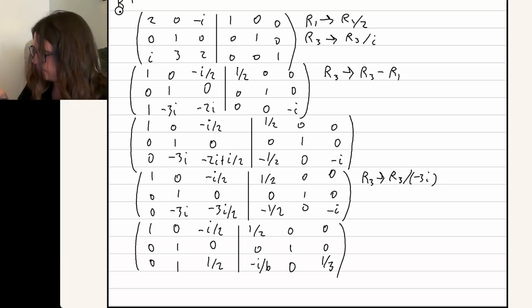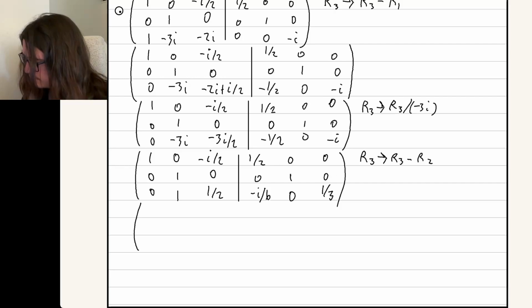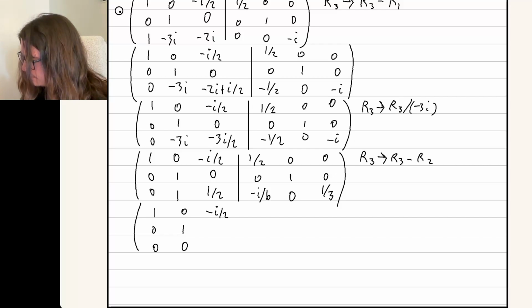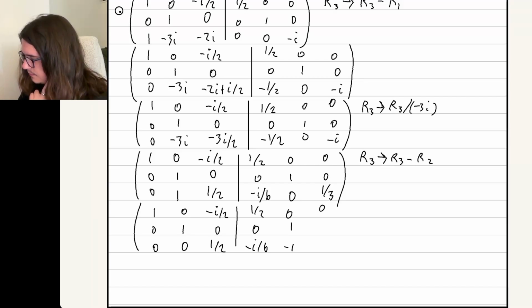Cool. Now let's transform row 3 to row 3 minus row 2, so we can get rid of this 1. So we've got 1, 0, 0, 0, 1, 0, minus I over 2, 0, 1 half, 1 half, 0, minus I over 6, 0, 1, minus 1, 0, 0, and then just 1/3 here.